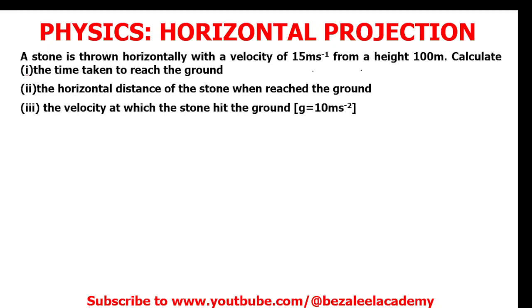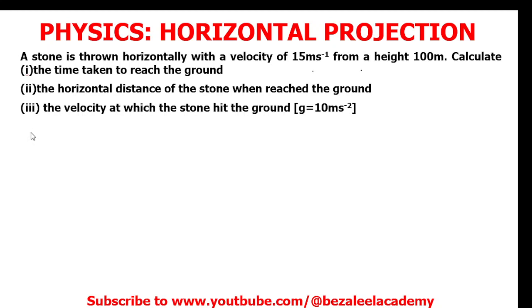A stone is thrown horizontally with a velocity of 15 meters per second from a height of 100 meters. Calculate the time taken to reach the ground, the horizontal distance of the stone when it reaches the ground, and the velocity at which the stone hits the ground. We are given g, which is acceleration due to gravity, 10 meters per second squared. So let's bring out all our given parameters.